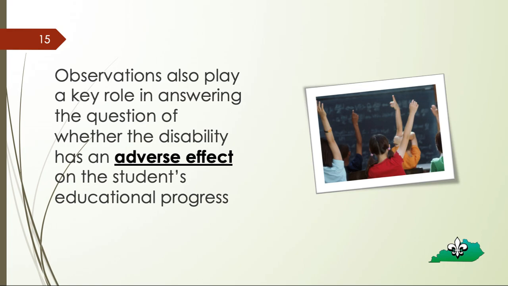Observations also play a key role in answering the question of whether the disability has an adverse effect on the student's educational progress. Adverse effect is defined in the Kentucky regulations as the progress of the child is impeded by the disability to the extent that the educational performance is significantly and consistently below the level of similar age peers. Educational performance includes the areas of academic, social, and functional performance.